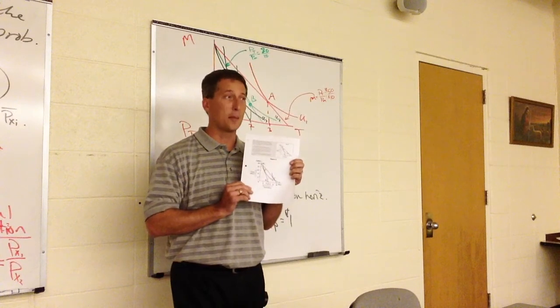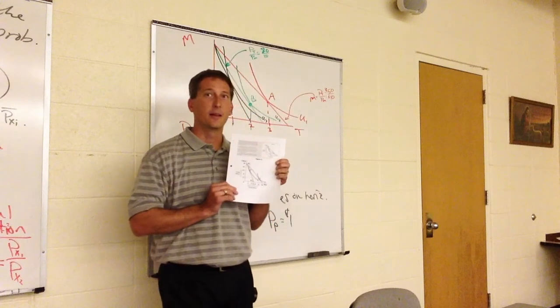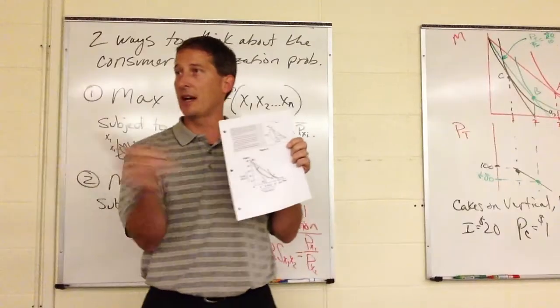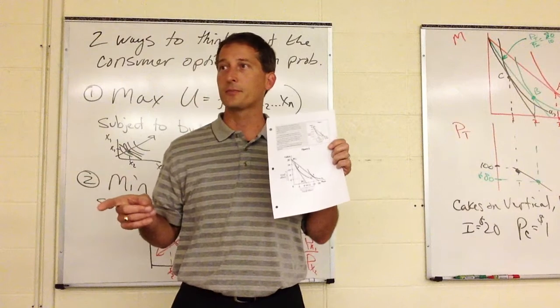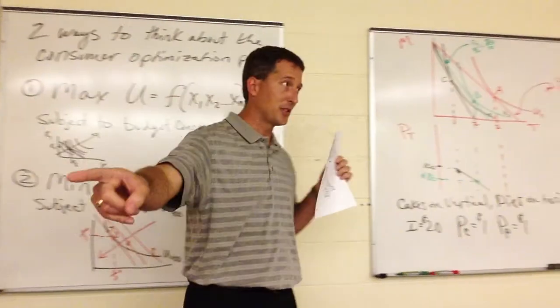That would be kind of overcompensating him, but good try. Enough to shift his budget line out to be tangent to U1.